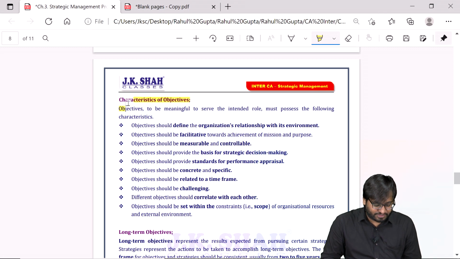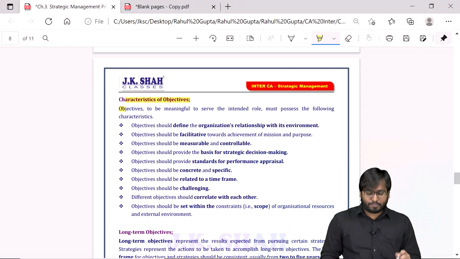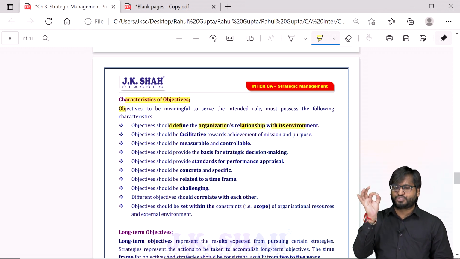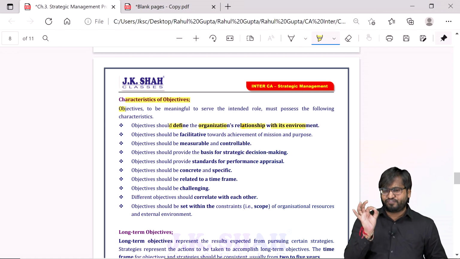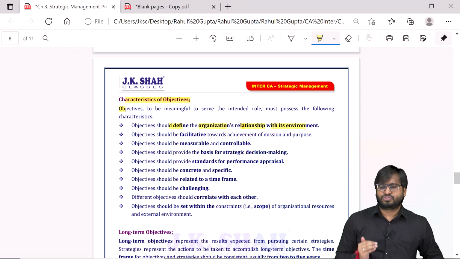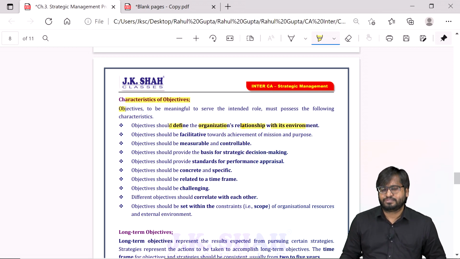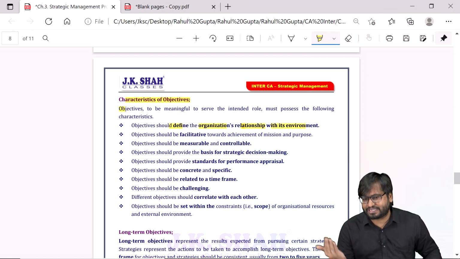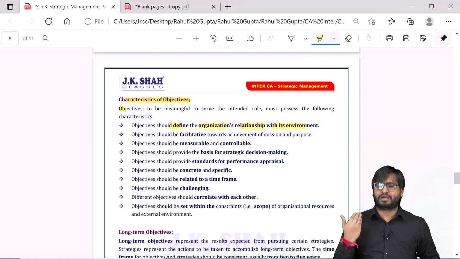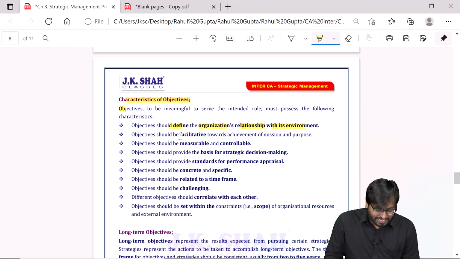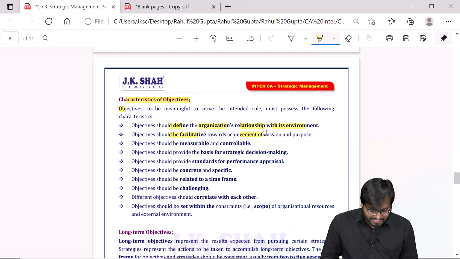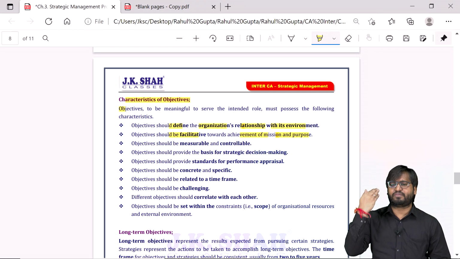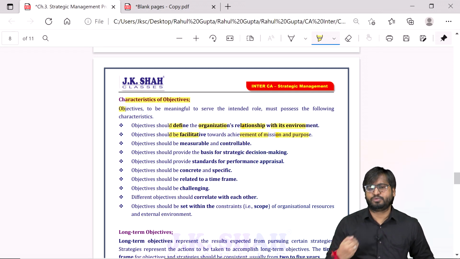Characteristics of objectives. Objectives should define the organization's relationship with its environment. We should frame objectives in such a way that they reflect what is happening in the environment. So, if you are into the car manufacturing business, we will analyze what is happening in the current environment, and depending on that, we will frame our objectives and goals. They should be facilitative towards the organization's mission and purpose. Objectives should help us achieve our organizational mission.